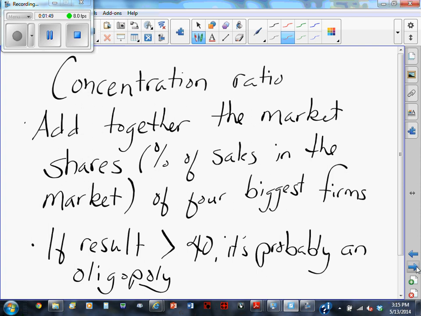If the result of adding together the market shares of the 4 biggest firms is greater than 40, it's probably an oligopoly. The 4-40 rule: 4 firms, and those 4 biggest firms comprise at least 40% of all the sales in that market. You probably have an oligopoly.